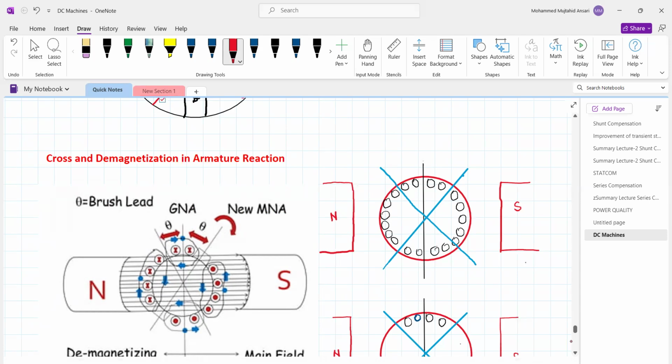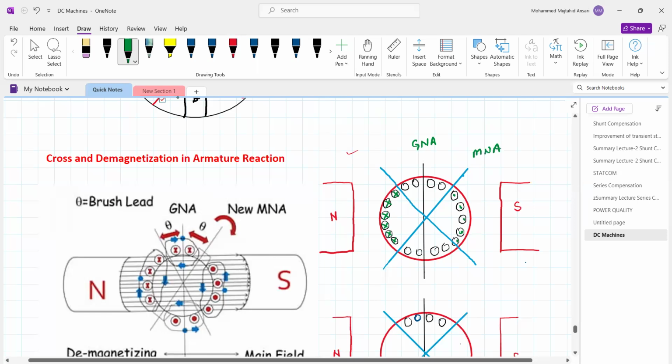Now, for simplicity, we are considering this diagram. Suppose this is the direction of current, meaning the current is toward us here, and this is the direction of current in the opposite half of the geometrical neutral axis. This is the geometrical neutral axis, whereas because of the armature reaction, the magnetic neutral axis gets shifted. So this is the MNA, the magnetic neutral axis.